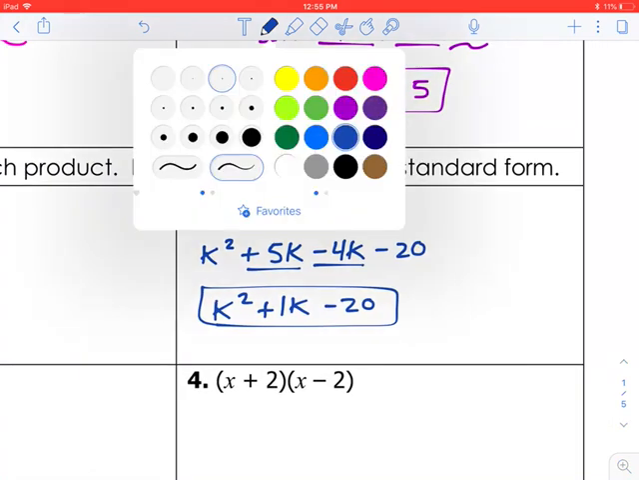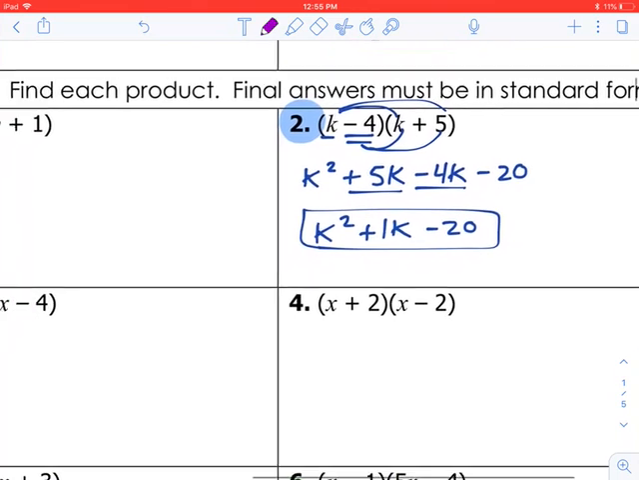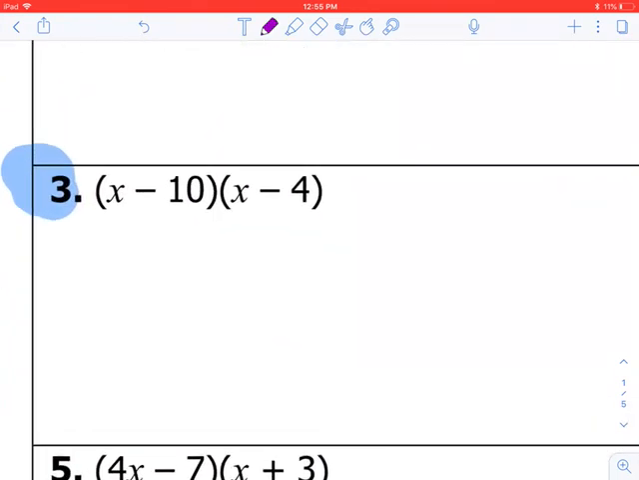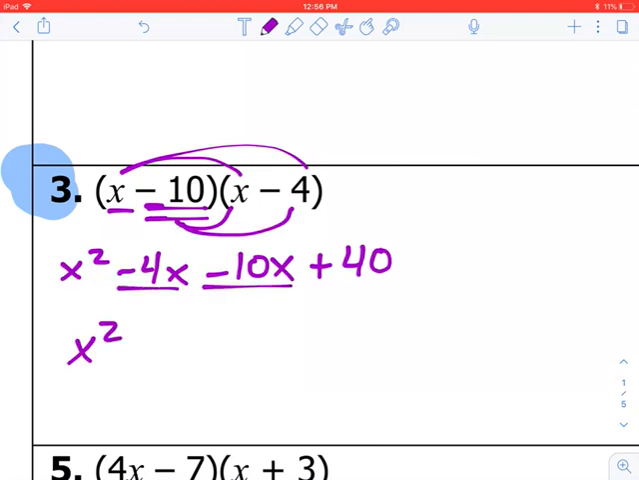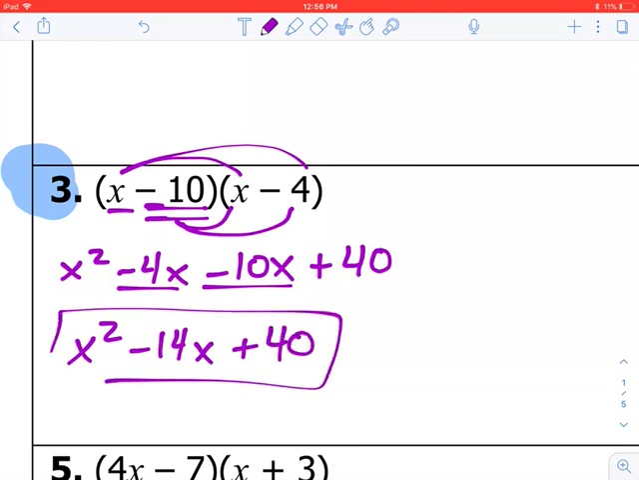Okay? So, looking at this next one, I've got number 3, same deal. X times both, x times x is x squared. X times negative 4 is negative 4x. Now, it's not just 10, it's negative 10. So negative 10 times x is negative 10x. Negative 10 times negative 4 is positive 40. Negative times negative, positive. And so x squared, negative 4 plus negative 10 is negative 14x plus 40. Final answer. Okay?